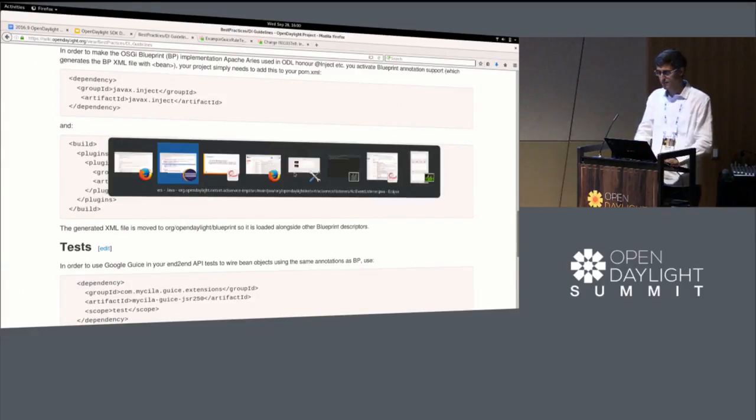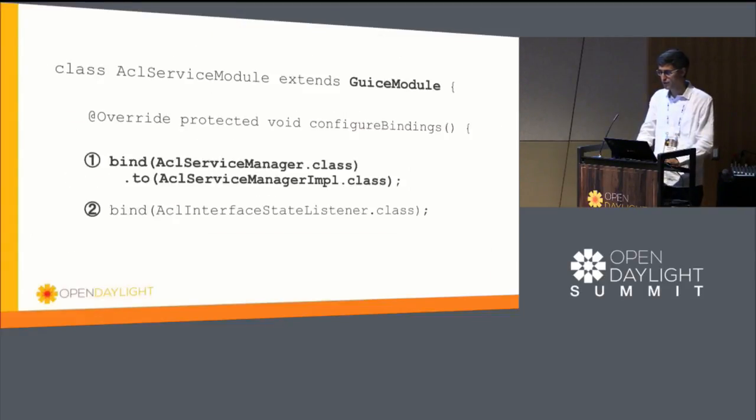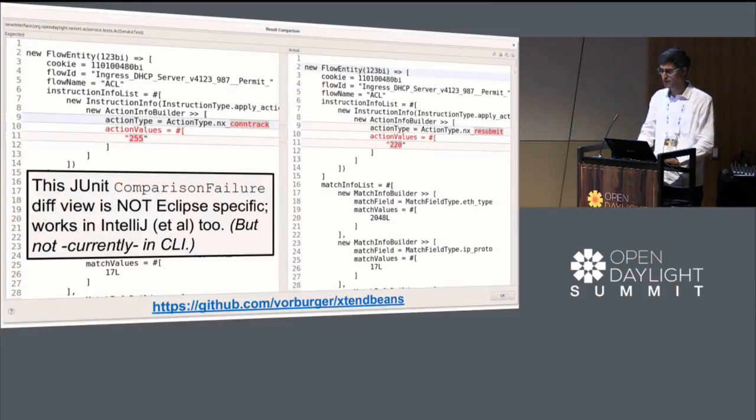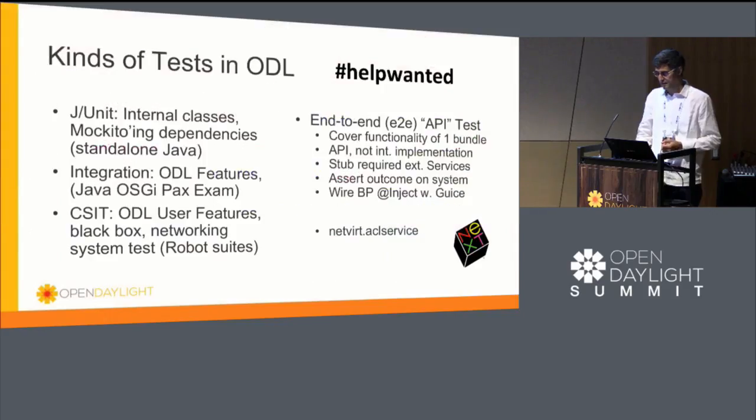Second thing is writing tests for comparison of large object structures. That was this part here. There's a test utility that you can use for this. And the third part is that if you want to write end-to-end API style tests and wire them together, you can use this dependency injection based on Juice that leverages the annotations that you migrated to in the first step.